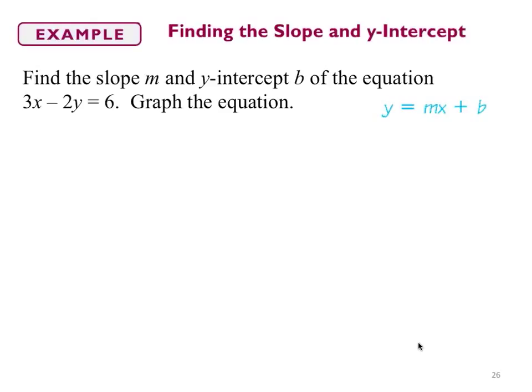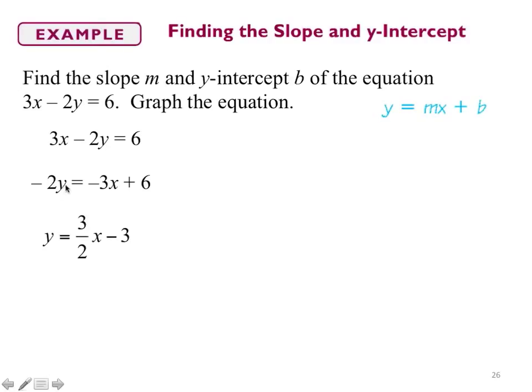Okay, now finding the slope and the y-intercept of this equation here, 3x minus 2y equals 6. We start with the original, and we need to get it to look like this blue line over here. So we need to get y by itself. So if we go ahead and subtract 3x from both sides, then that's going to get this away from our y. So we're left with -2y equals -3x plus 6. And then we want to go ahead and divide both sides by -2. And if we do that, we get y equals 3/2 x minus 3.